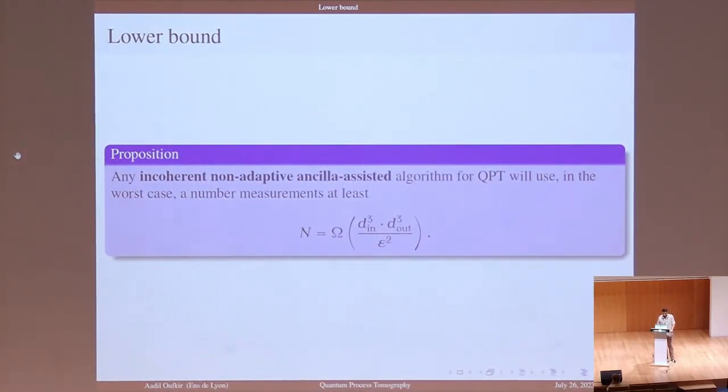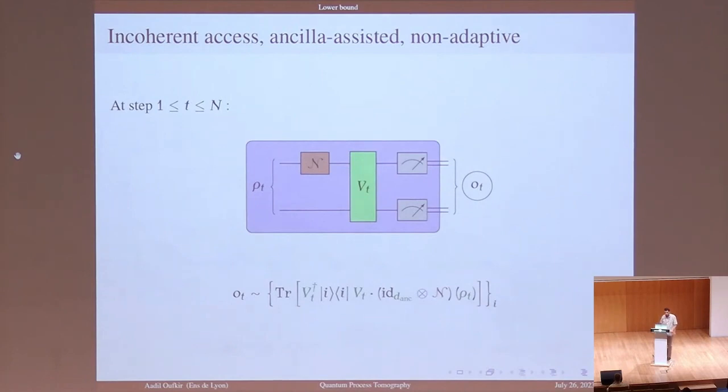Recall that for the lower bound, we show that n should be at least some constant times d_in cubed times d_out cubed over epsilon squared for any incoherent non-adaptive ancilla-assisted algorithm. So let me define these terms. First, incoherent means we can only use one black box, one unknown quantum channel N, before our measurements. Ancilla-assisted means that at each step, the learning algorithm can choose the dimension of an auxiliary system, so that the input states and the measurement devices can have larger dimensions. Non-adaptive means that the choices of the input states and the measurement devices should be fixed beforehand, so they cannot depend on the previous observations.